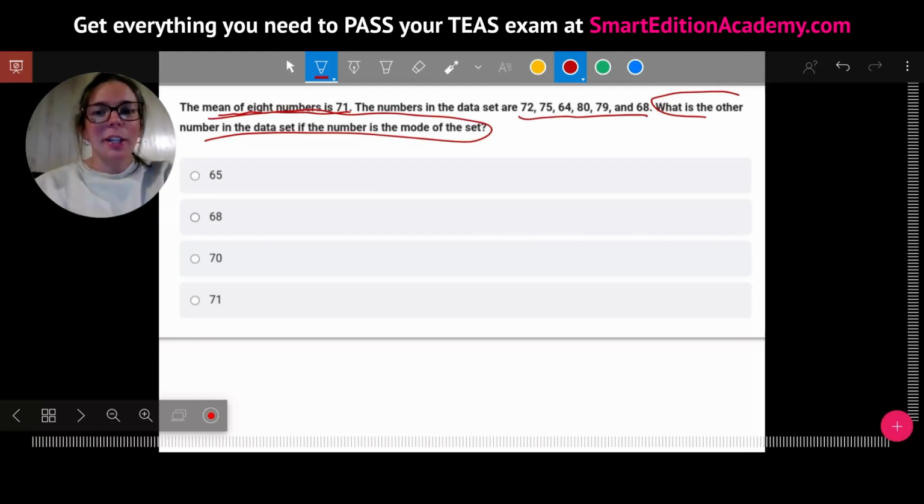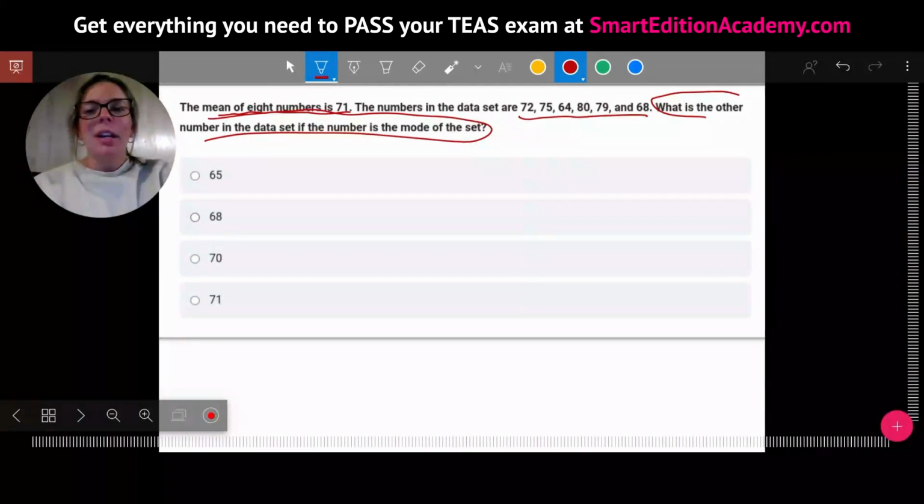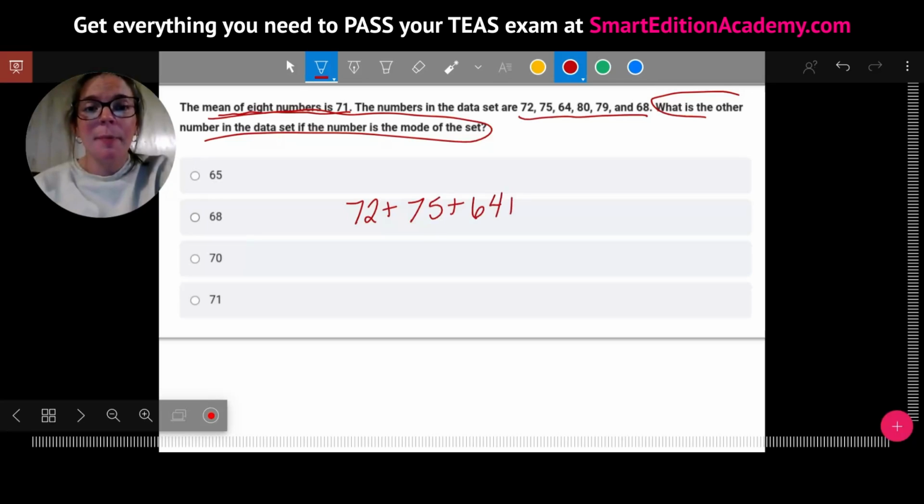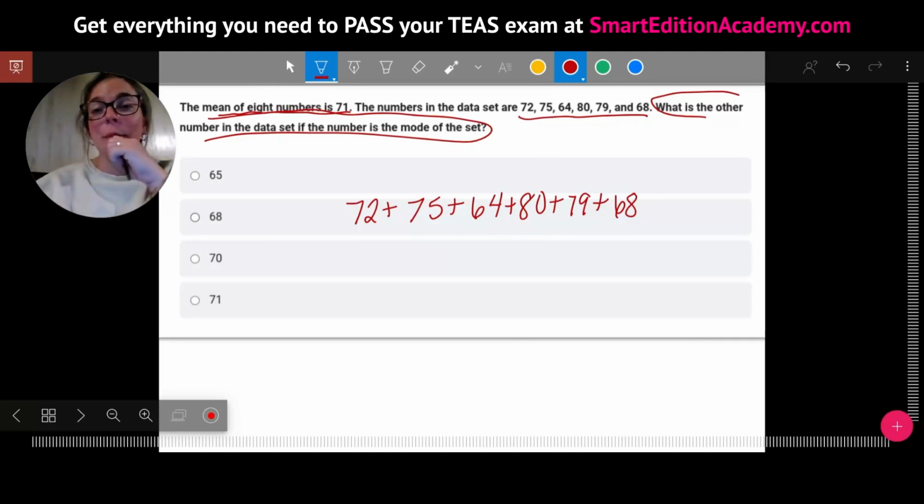So a lot going on here. The mean of 8 numbers is 71. What that part of this question tells me is that when I add all of my numbers in the data set up, there should be 8 of them. When I divide that sum by 8, it's going to equal 71. So let's see what we've got here. We've got 72 plus 75 plus 64 plus 80 plus 79 plus 68. So that's 1, 2, 3, 4, 5, 6 pieces of data, but there should be 8 numbers.